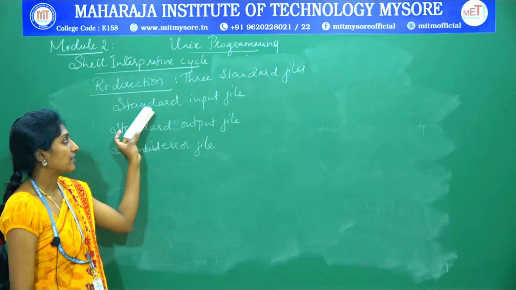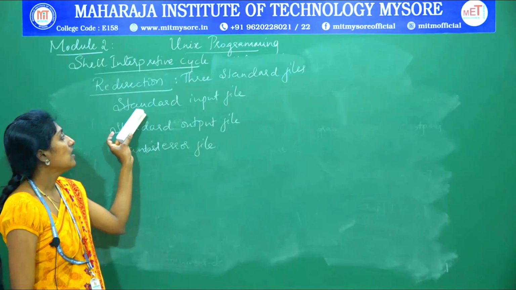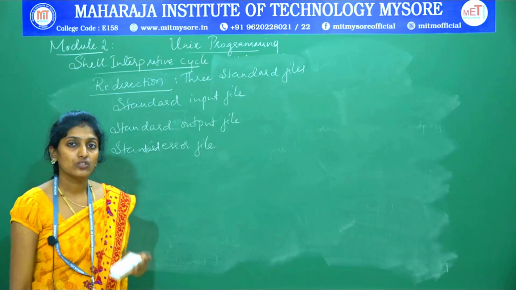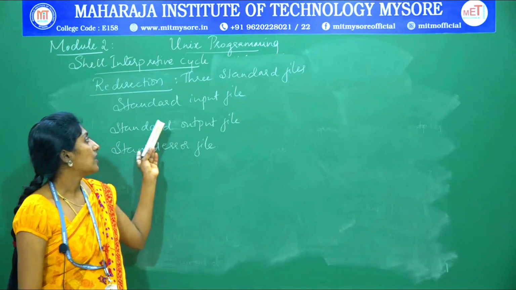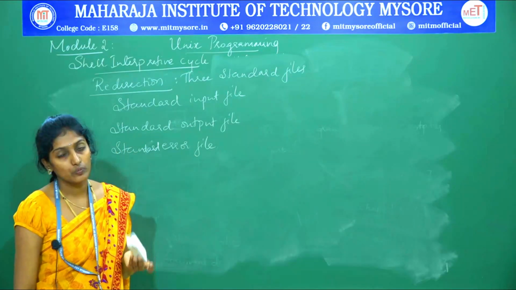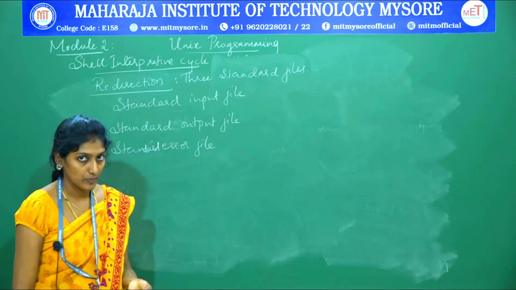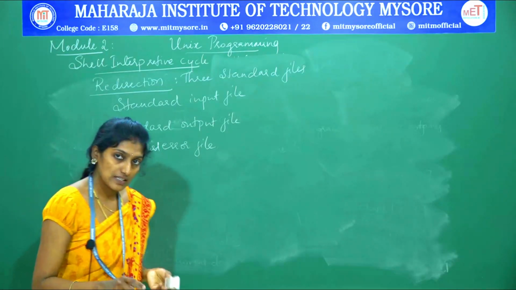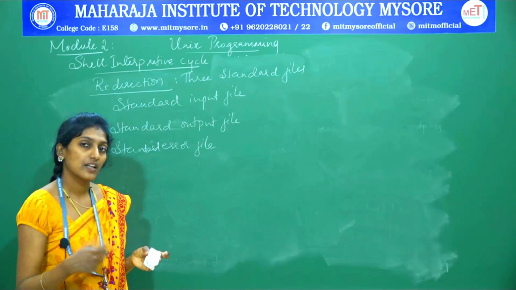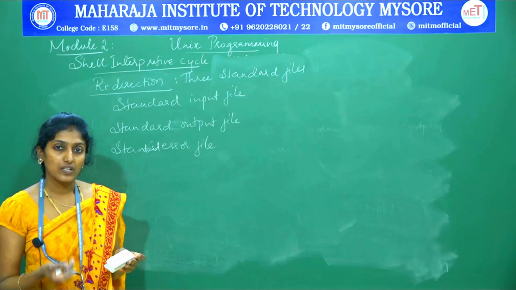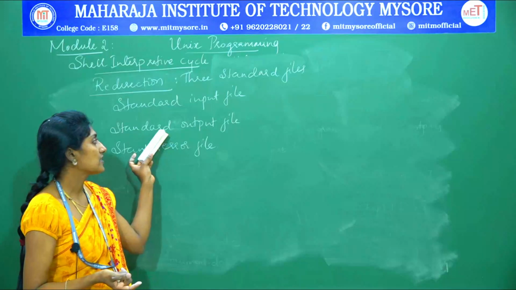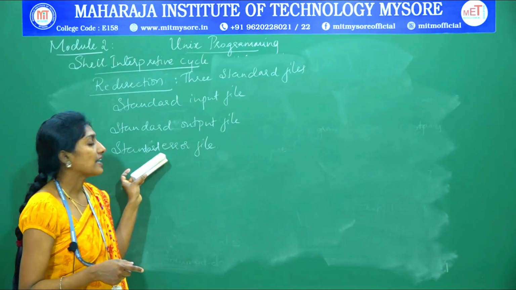Those 3 standard files are: one, the standard input file, in which you get the input through the keyboard. Next, the standard output file, where the output is always displayed on the screen, that is, on the terminal. You key in something, that is standard input; after executing the command on the terminal, you get the output, and the message will be displayed on the terminal. That is known as the standard output file.